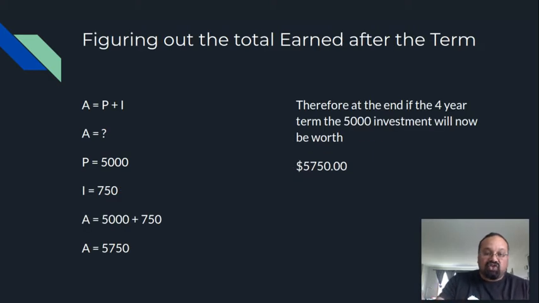Calculating the last section, A equals P plus I. A is what we're trying to find. P is 5,000. The interest that we calculate we're going to make is $750. You add those two together, so it's 5,000 plus 750. A equals $5,750. So after a 4-year term with an interest rate of 3.75%, my $5,000 is now going to be worth $5,750. That's how you calculate this one.